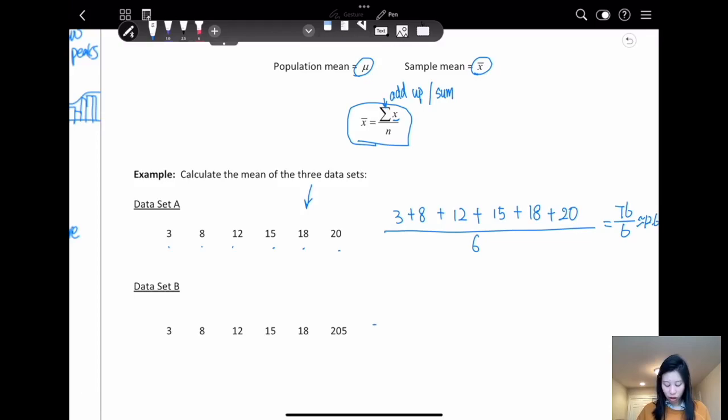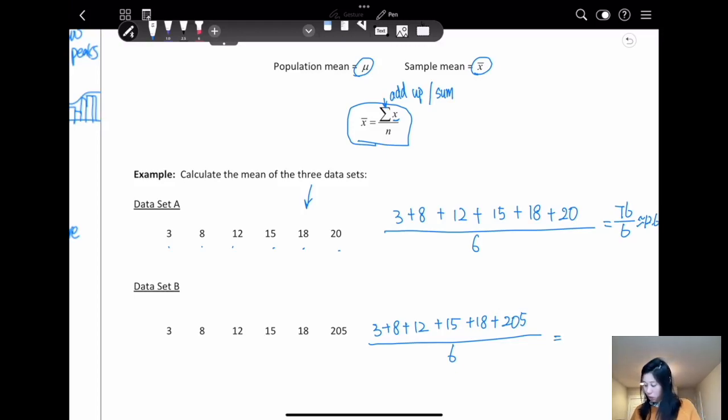Okay, so what about data set B? Data set B is the same. We add all of the data together and then divide by also how many data? 1, 2, 3, 4, 5, 6, divided by 6. So we have, approximately, if you use a calculator, 33.5. You can see these two data sets are quite similar, right? Except for the 6th data point. From set A, we have a 20. For set B, we have 205.